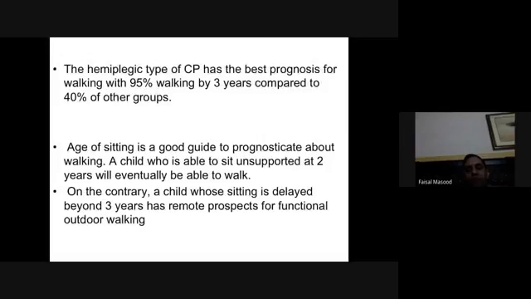You must see the hemiplegic type CP has the best prognosis. Age of sitting is a good guide to prognosis. If the child is early to sit, around 2 years, the patient can walk. If the child is unable to sit by 2 years, he will hardly be able to sit and walk.